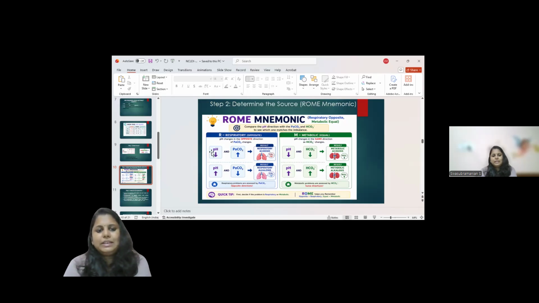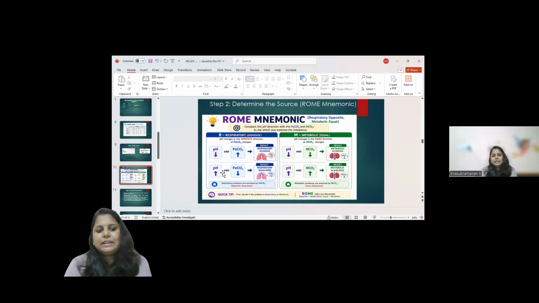For example, you can see here, the pH is less and the partial pressure of carbon dioxide is increased. So it indicates respiratory acidosis because the pH is less. So it is an acidosis. Respiratory opposite, so it's a respiratory acidosis.